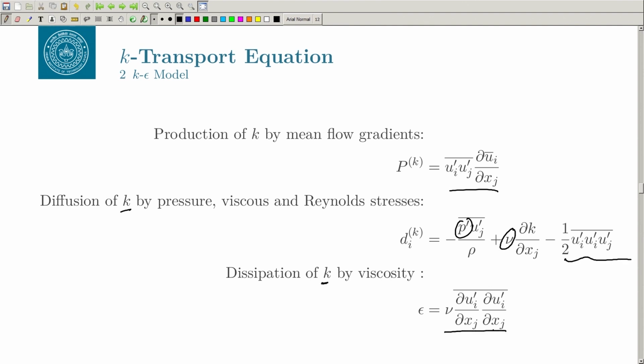So this is a very important term. This indicates how the kinetic energy is getting dissipated, right. If you look at the unit, this is meter square per second, and this is meter per second by meter. So this is 1 by second, this is also 1 by second. So this is meter square per second cube, right. So this is the dissipation of kinetic energy by the viscosity.